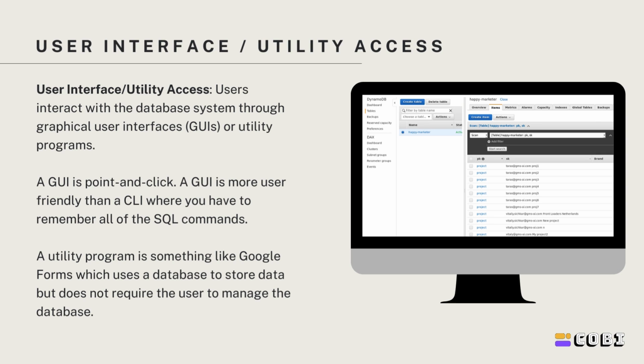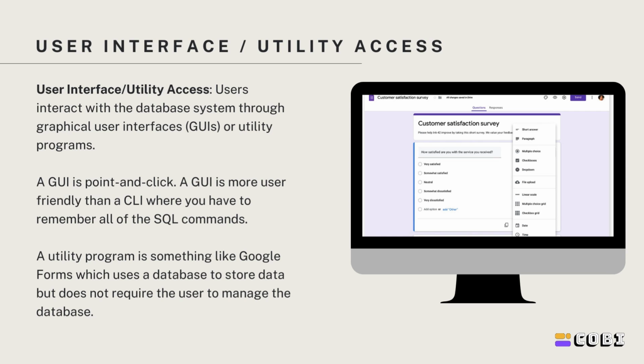And there are also utility programs. A utility program is something like Google Forms, which uses a database to store data, but does not require the user to manage the database. So if you were to use Google Forms, you would fill out the form, and all of your information would be automatically stored in a database, but you would never have to do any of the work. It all happens automatically.